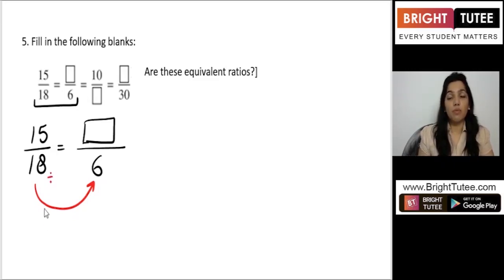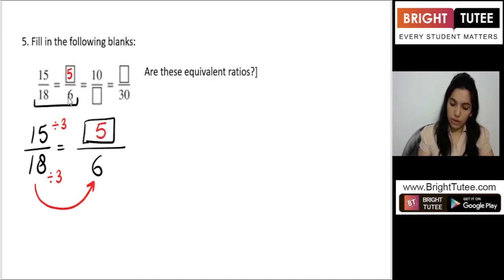Can you think what times 6 gives you 18? Clearly, 6 times 3 gives you 18. So if we divide 18 by 3, the answer will be 6. Similarly, what we do with the denominator, we do the same with the numerator, and 15 divided by 3 gives 5. So the first number we have got is 5. Now let us move to the next one.